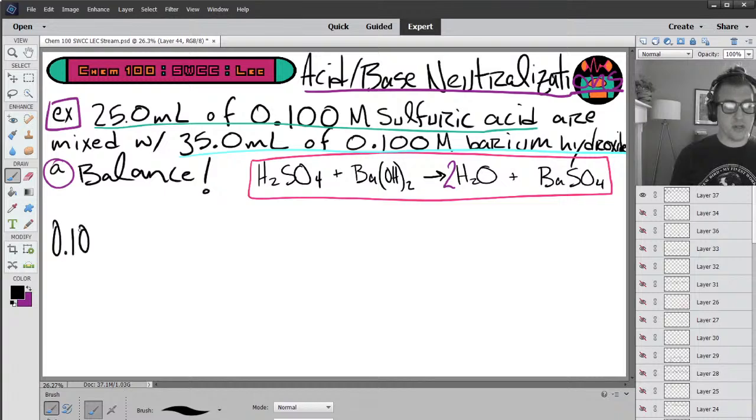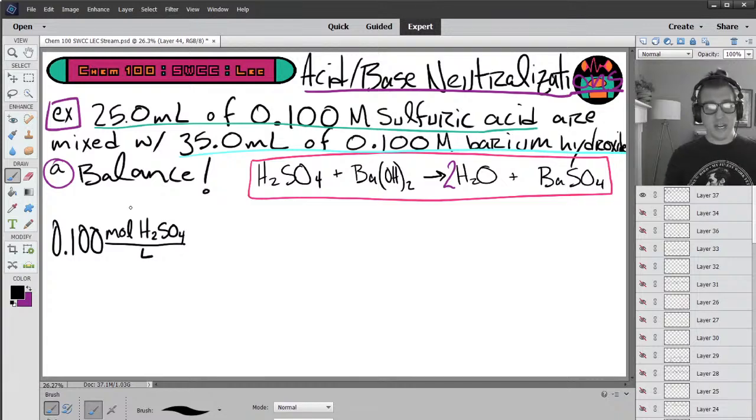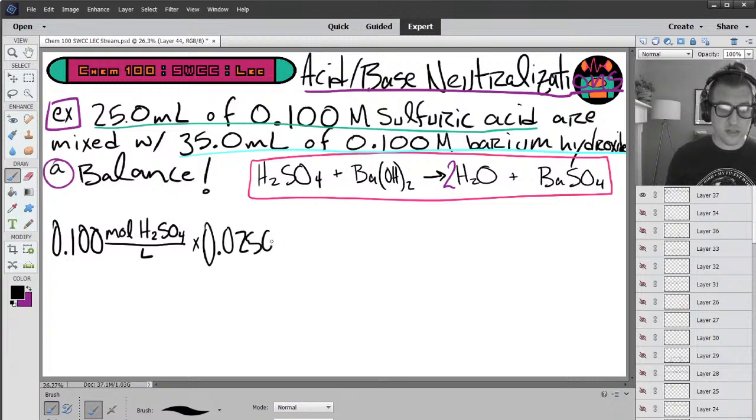So we start with 0.100 molar sulfuric acid. Remember, molarity is moles over liters. Whenever I'm doing a mathematical calculation, I always split my molarity into its numerator and denominator because it helps me visualize it better. When we multiply this by our volume in liters, you can see that liters cancel liters.